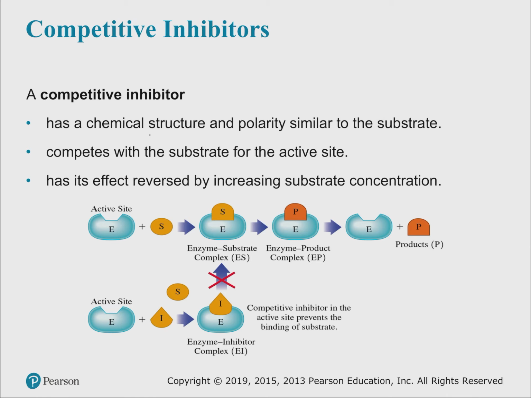A competitive inhibitor probably looks like the substrate. It's going to have similar structure and polarity. It's got to recognize the same spot on the enzyme, so it's probably going to look a lot like the normal substrate. You can reverse the effects of this inhibitor by increasing the substrate concentration. It'll overwhelm, outcompete. We get back to normal reaction levels by increasing substrate concentration.